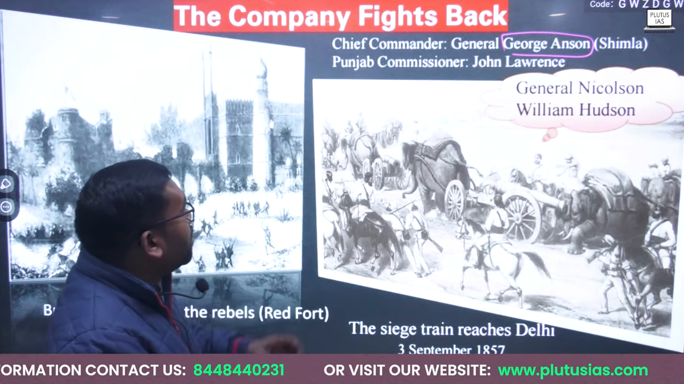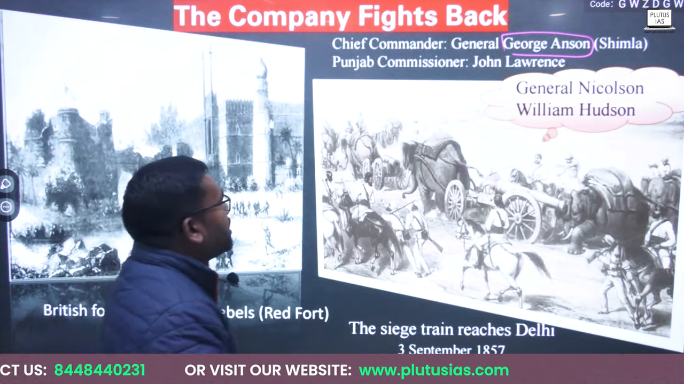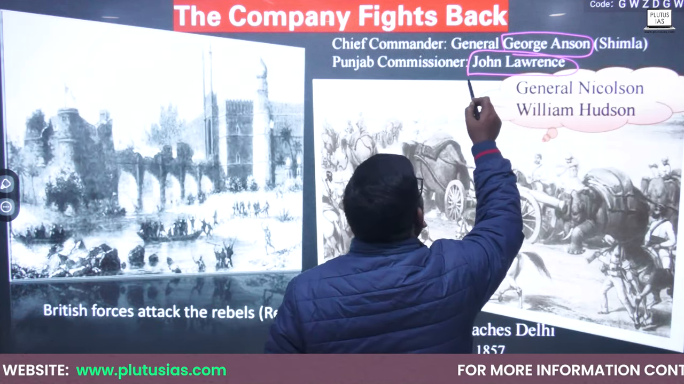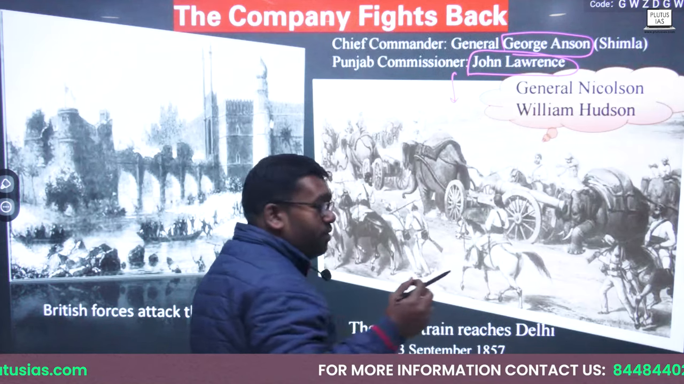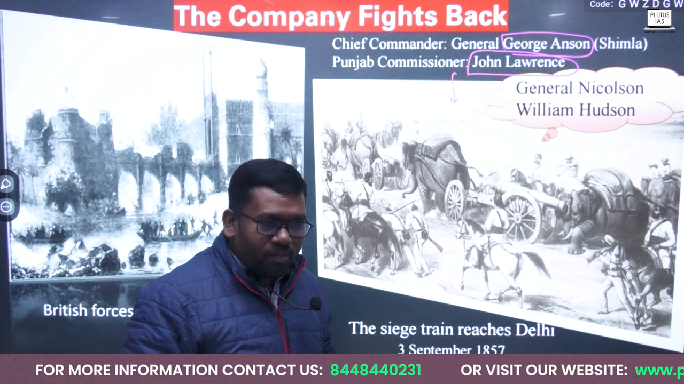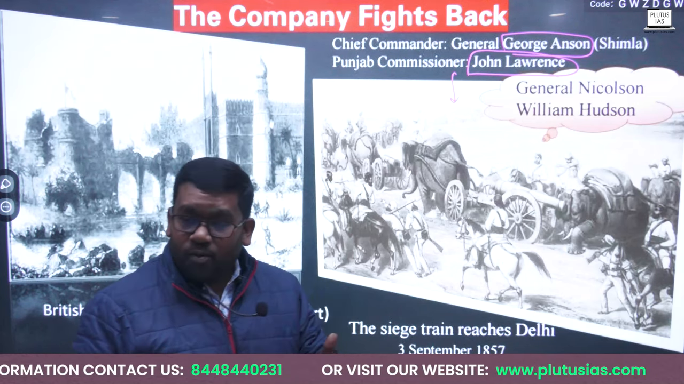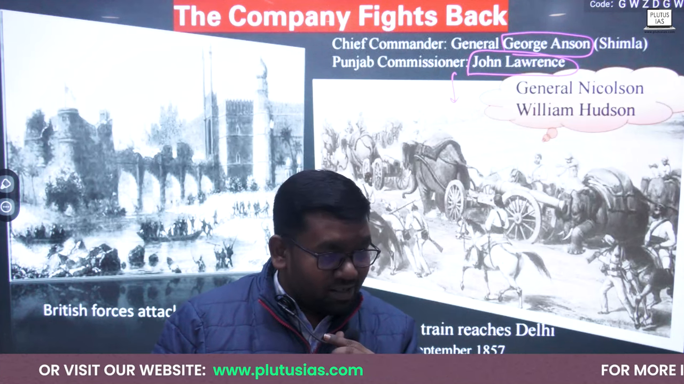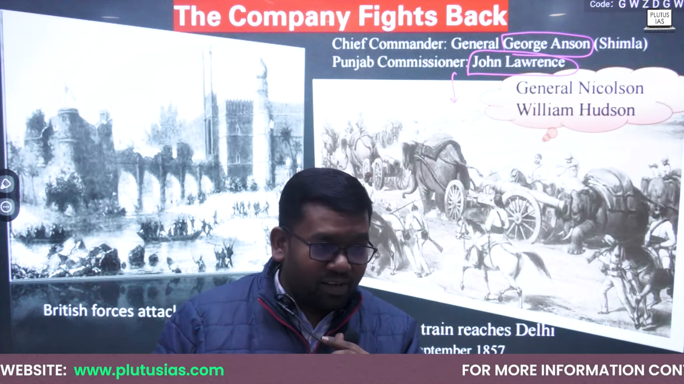So the point is that, so this is things happened. So he sent a message to John Lawrence that you take action on Delhi. Delhi pe action lije. But do you know, they had a financial problem also. East India Company was not a state. It was a company. So company kya chahega? Jitna profit ho jaye.